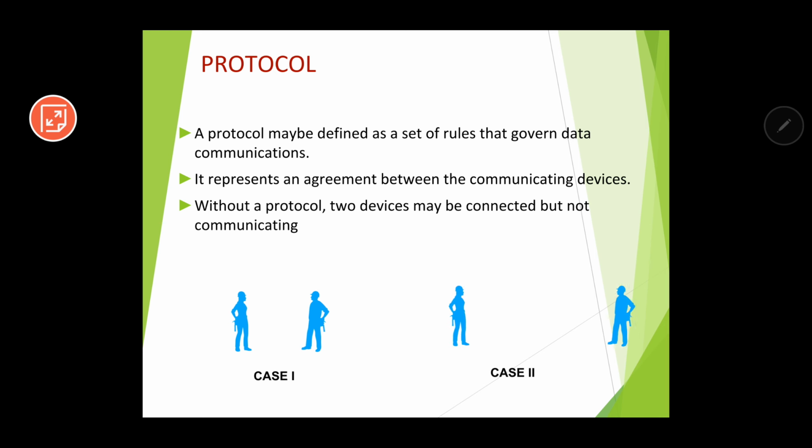Now let's go to case 2. Similarly, we have the same two persons. Now the first person can understand Hindi and the second person can also understand Hindi. Now can the communication happen? Yes, the communication can happen because both have agreed to communicate with the help of a common protocol. So you should always remember that for communication to be successful, the protocols must be same.